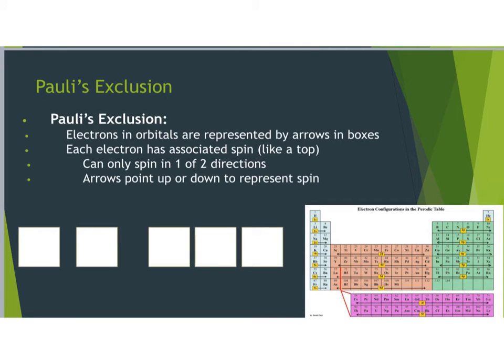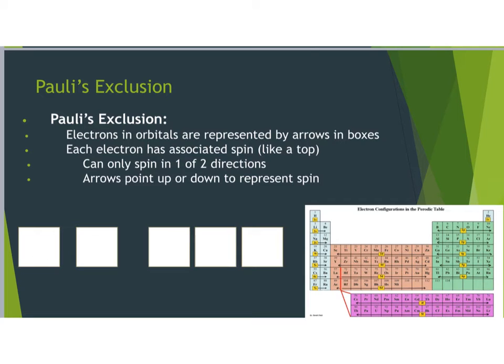Next, we have what we call Pauli's exclusion. Pauli's exclusion says that electrons and orbitals are represented by arrows in boxes. So as you can see here, I have some boxes drawn, and if we were to draw in some arrows, I could draw them in something like this, and you can see that I have 2 electrons in that box.